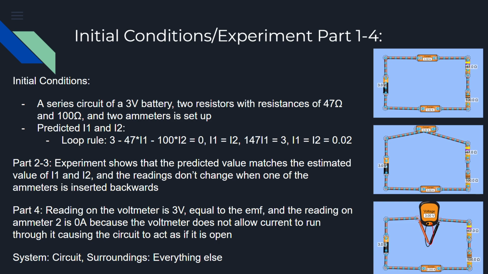Part 4 is that the reading on the voltmeter is 3 volts and is equal to the EMF, and the reading on ammeter 2 is 0 amps because the voltmeter does not allow current to run through it, causing the circuit to act as if it is open. The system is the circuit, and the surroundings are everything else.